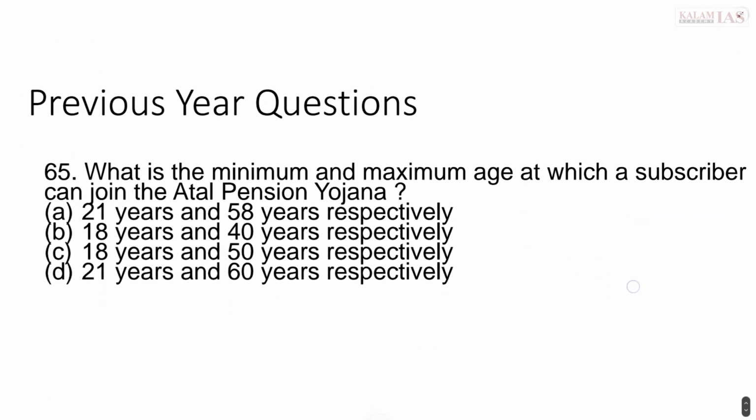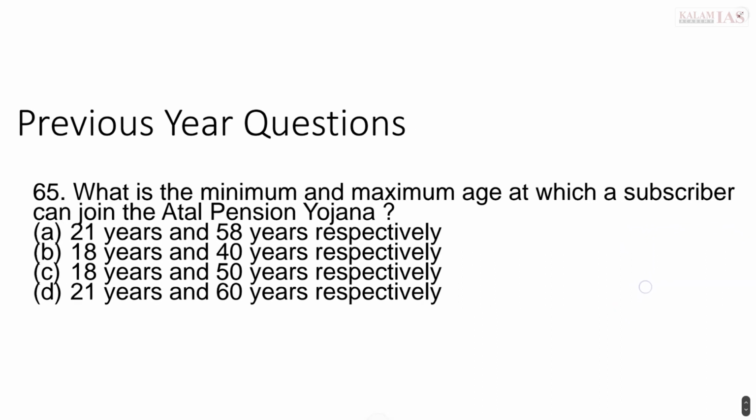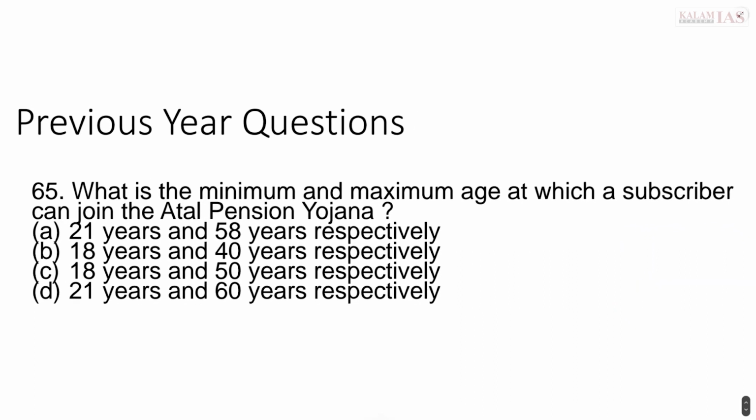Next question. What is the minimum and maximum age at which a subscriber can join the Atal Pension Yojana? A. 21 years and 58 years respectively. B. 18 years and 40 years respectively. C. 18 years and 50 years respectively. And D. 21 years and 60 years respectively. We have discussed this. The answer is B. 18 years and 40 years respectively.